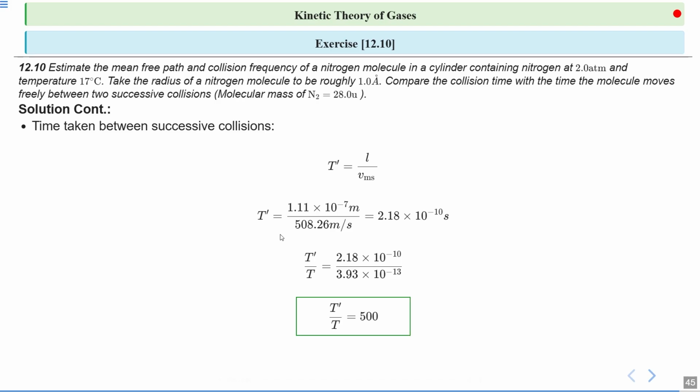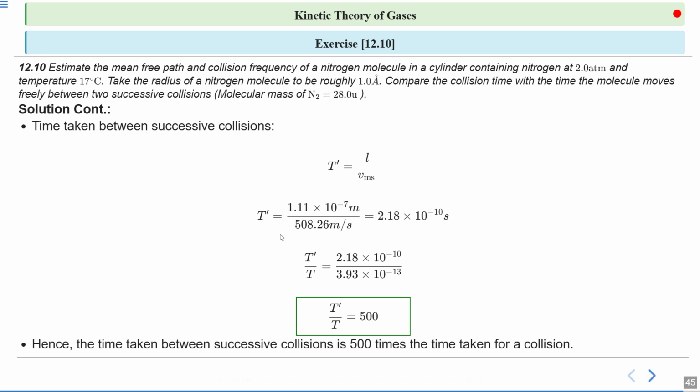So T prime upon T is equal to 500. Hence the time taken between successive collisions is 500 times that taken for a collision.